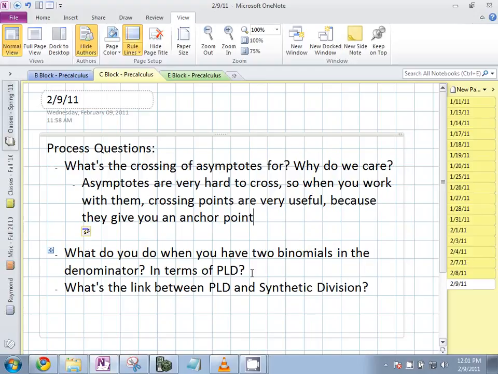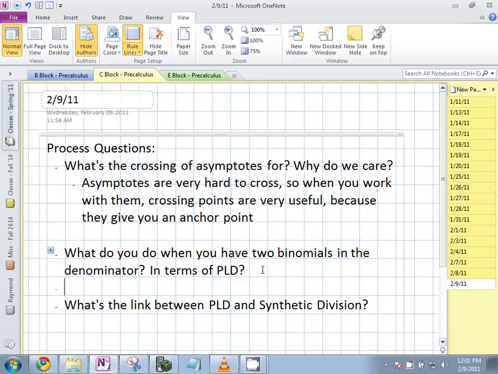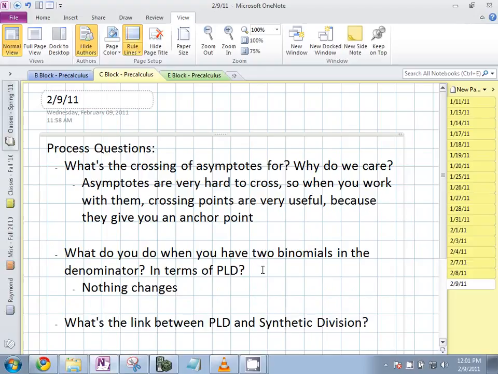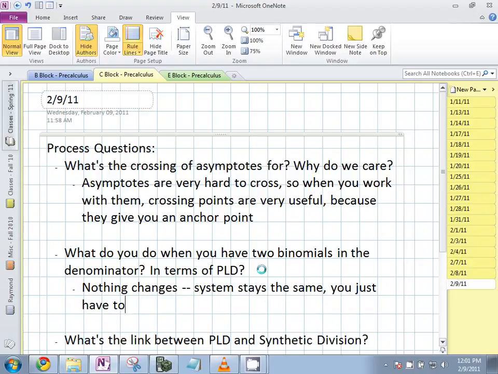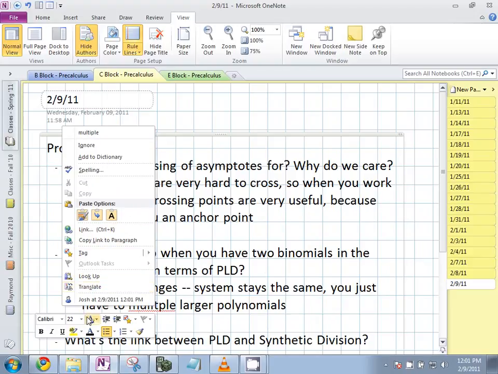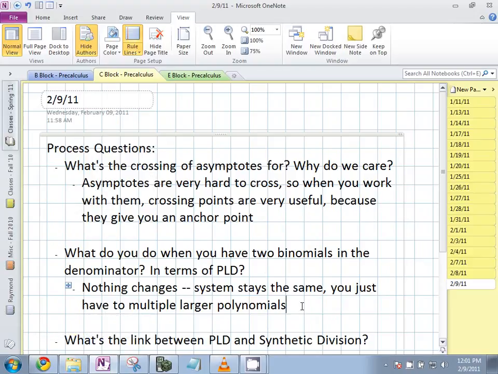What do you do when you have two binomials in the denominator in terms of polynomial long division? Nothing changes. The system stays the same. You just have to multiply larger polynomials. We can do one of those too. It's not something we generally have to do because you're right, I've been staying with dividing by a single binomial. Like what happens if you wanted to divide a 4th degree by a quadratic? Something a little bigger.